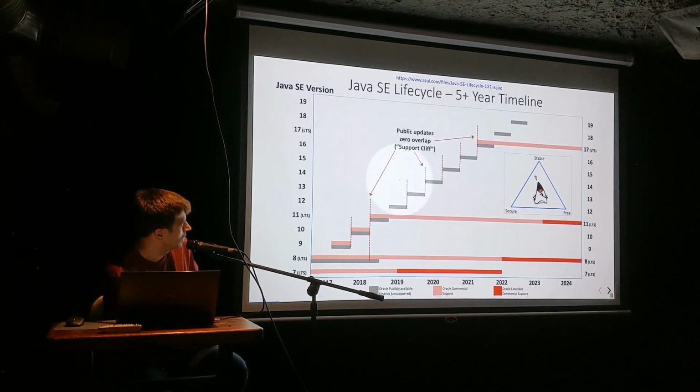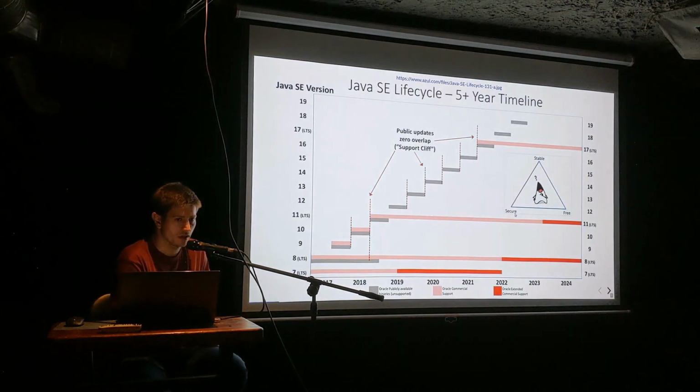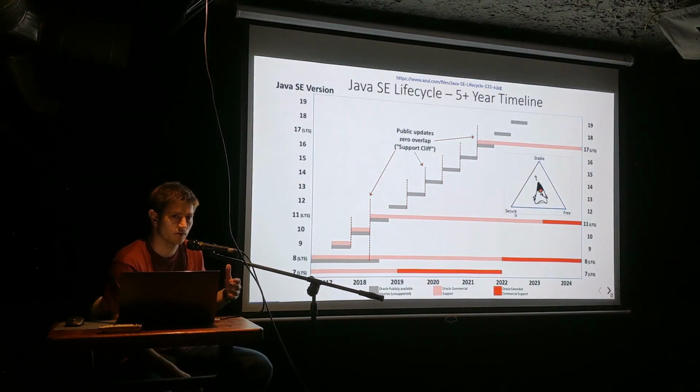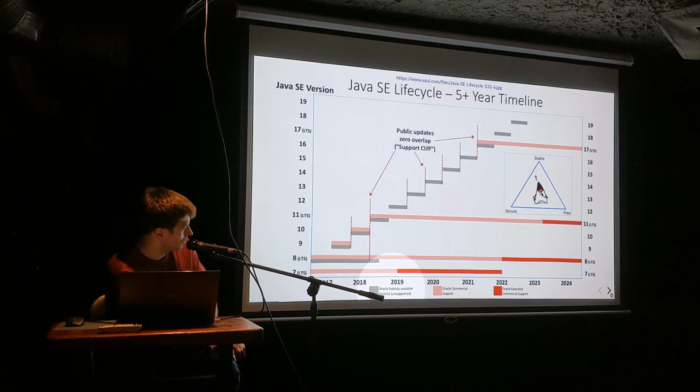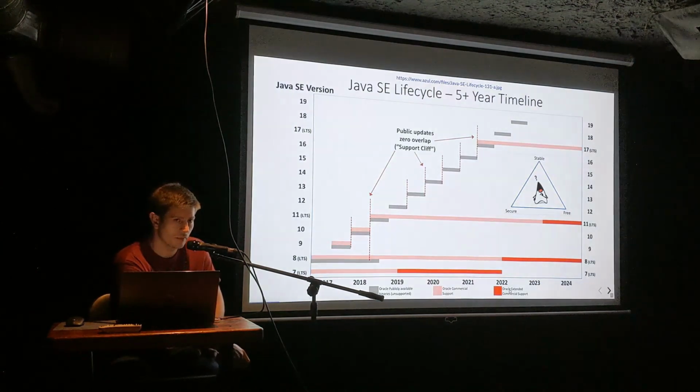That's why they call it the support cliff, meaning also this triangle of things to choose. If you want to be secure, I mean, if you want your JDK to be patched with security patches and other stuff, there are two options. You can either be free, but then you're not stable, meaning you have to upgrade every 6 months, or if you want to be stable, then you're not free because you have to pay. But that's everything. As you can see, it's for Oracle.